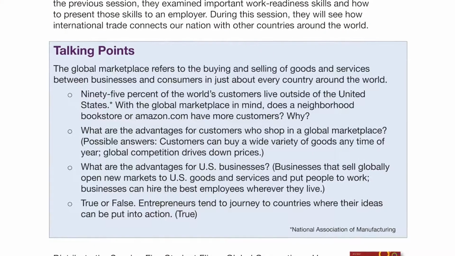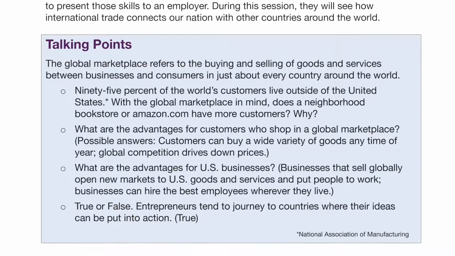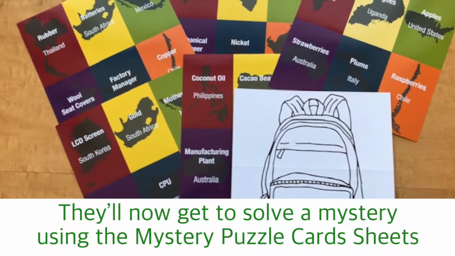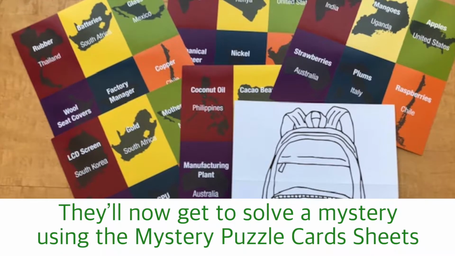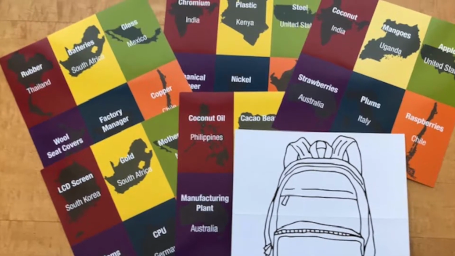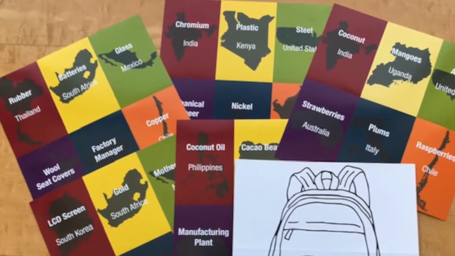Use the talking points in your guide to explain how businesses specialize and how this connects to the global marketplace. Let students know they'll now get to solve a mystery using the mystery puzzle card sheets. Students will assemble one of 6 products to learn how nations specialize in certain resources and how this exchange results in a product.